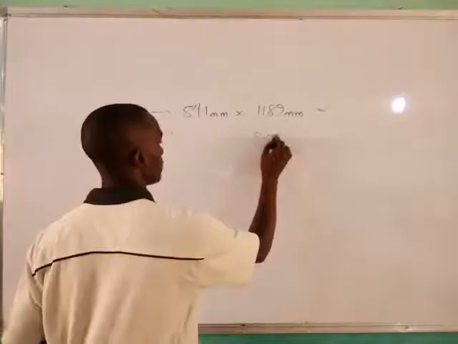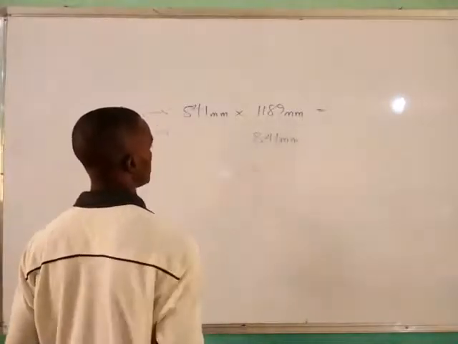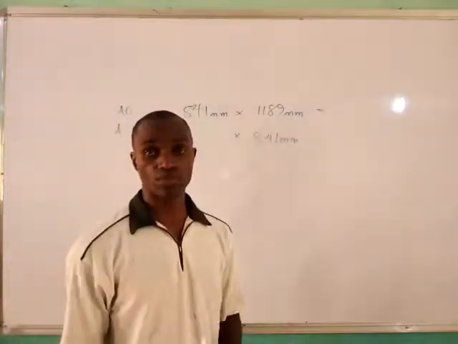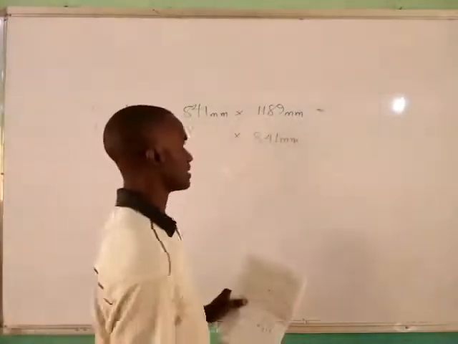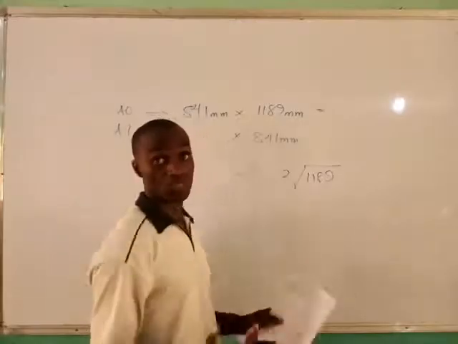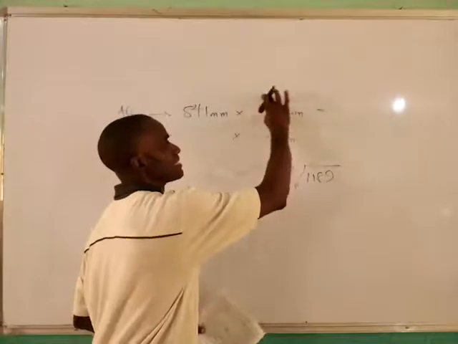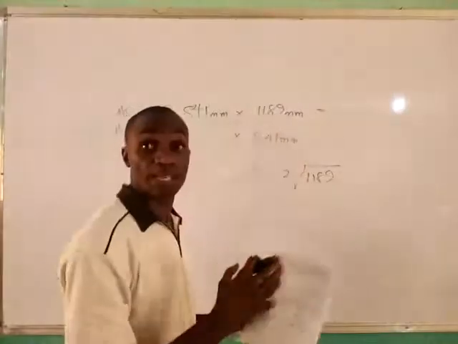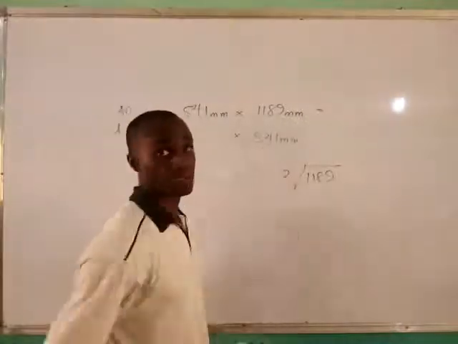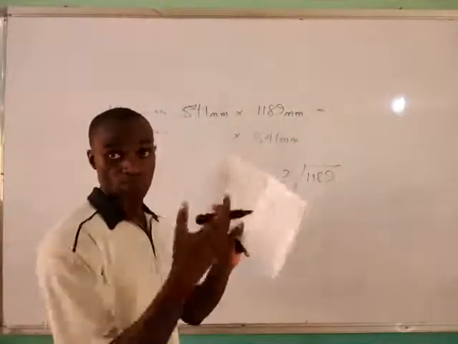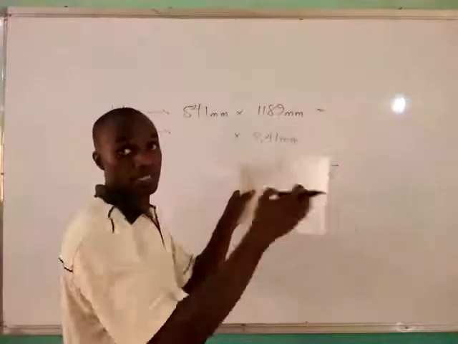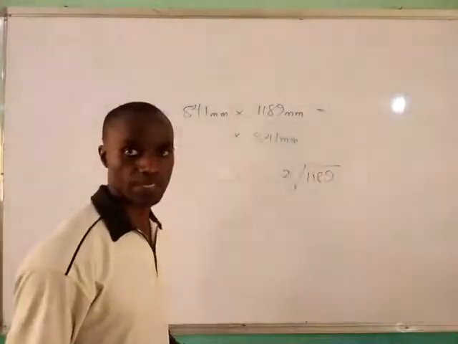It becomes 841 millimeters by 1189 divided by 2. Are you getting it? This is the largest one. The longest side of the paper is always on the right hand side. So you see that from here to here should be longer than from here to here, which is the smaller side. Are you getting it?